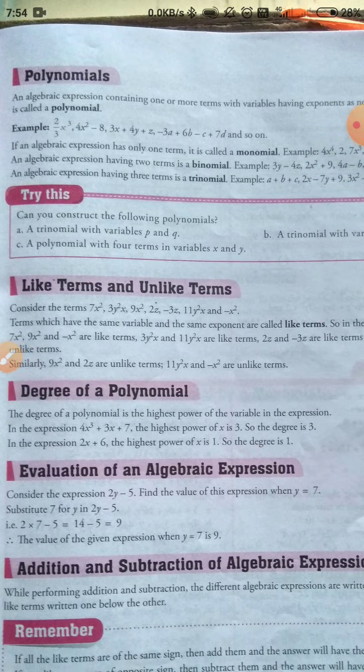Why it is important to know like and unlike terms is because you can only add like terms to like terms. You cannot add 7x square and 3y square x because the variables are different.